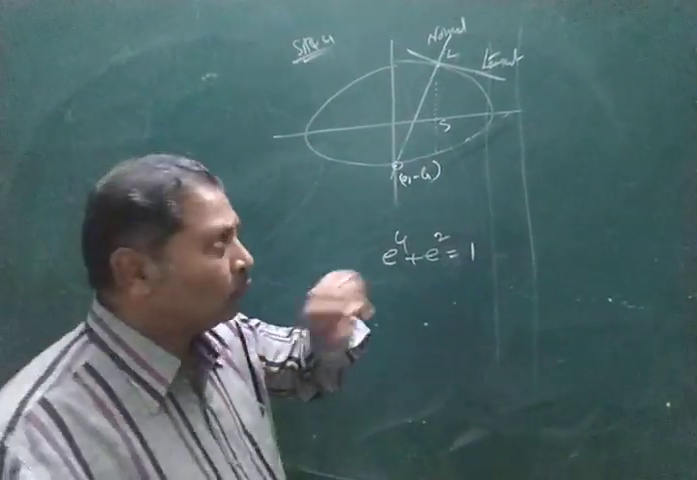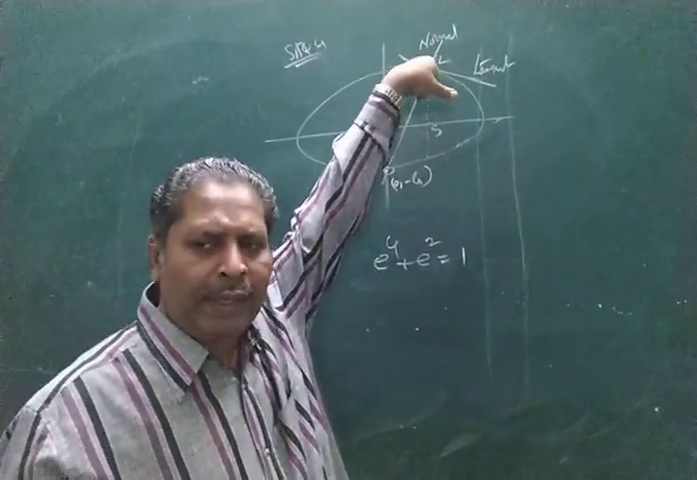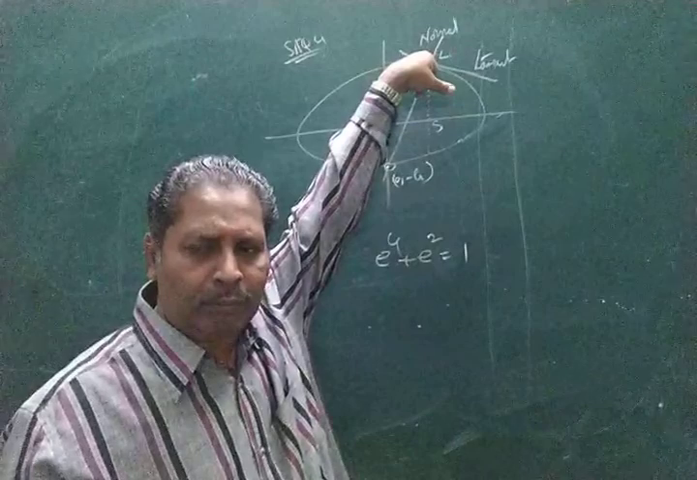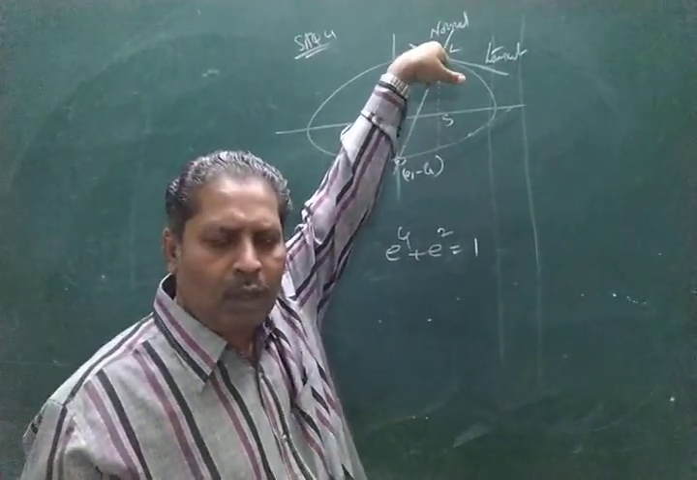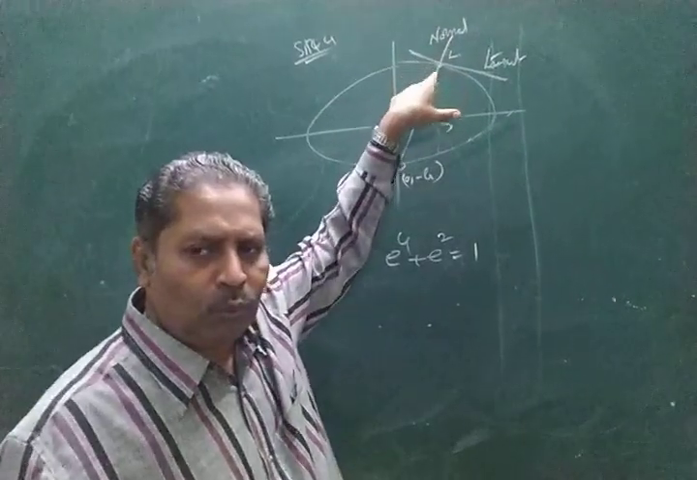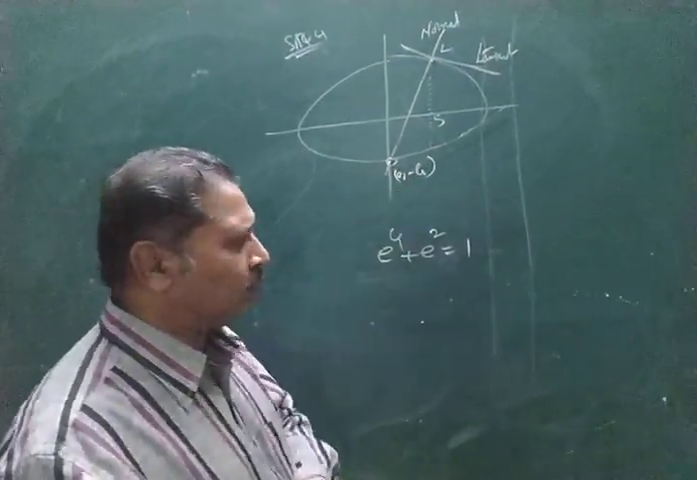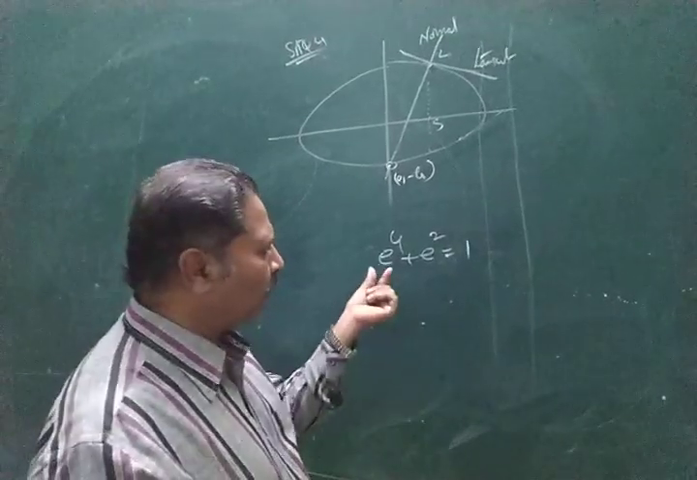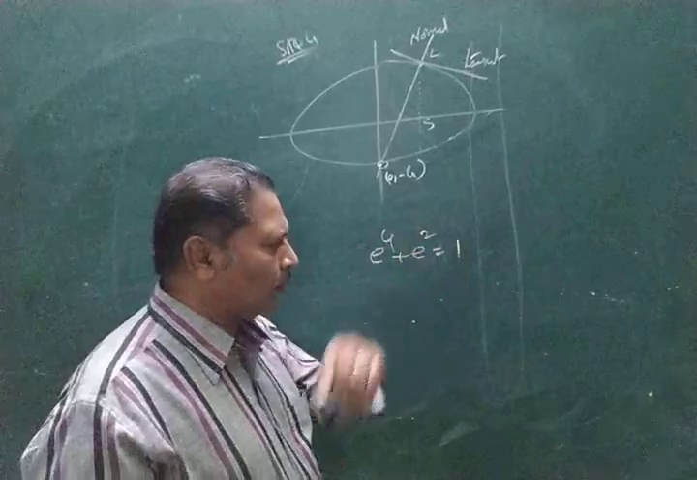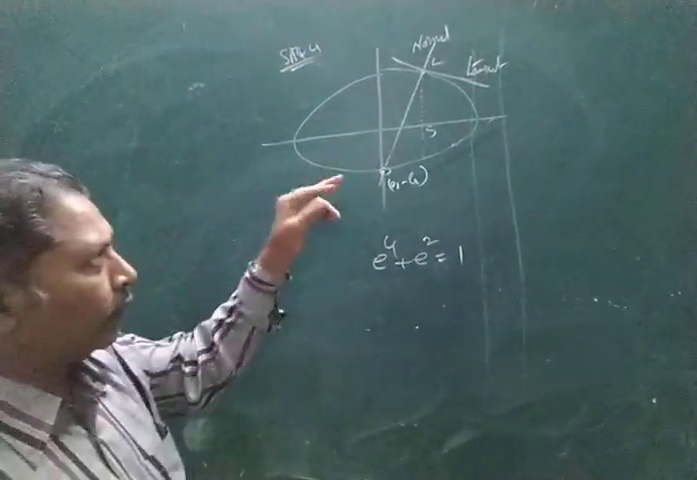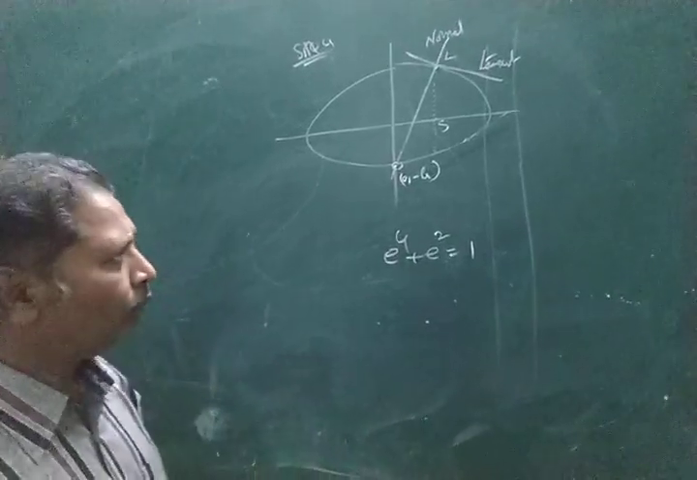Again, the normal at one end of a latus rectum, passing through one end of the minor axis, then show that e power 4 plus e square equal to 1. Take that diagram.